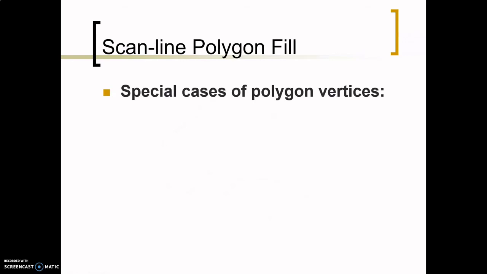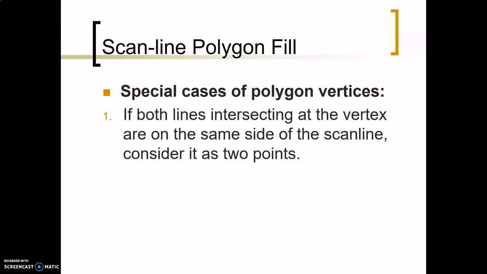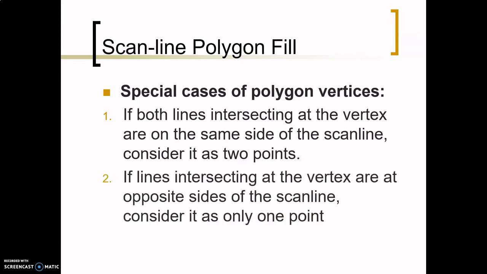There are some special cases of polygon vertices. If both lines intersecting at the vertex are on the same side of the scan line, consider it as 2 points. And if the lines intersecting at the vertex are on opposite sides of the scan line, consider it as only 1 point. It is explained like this.